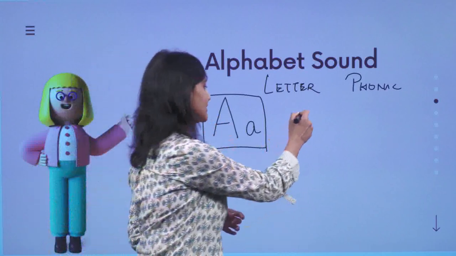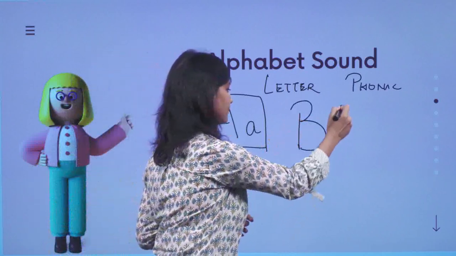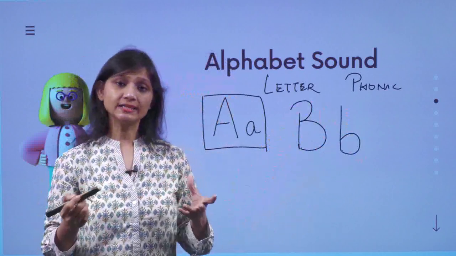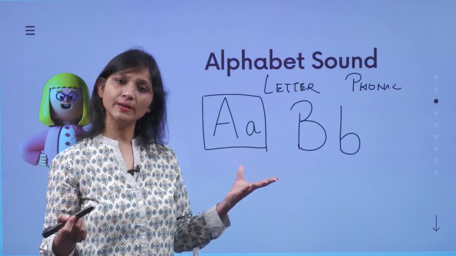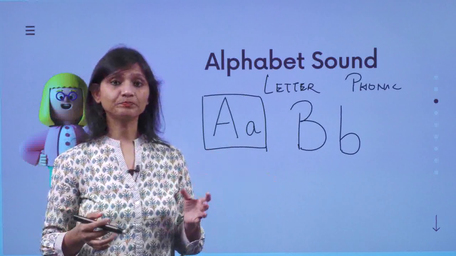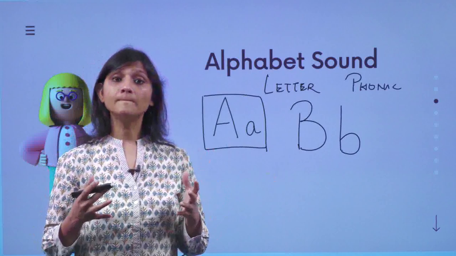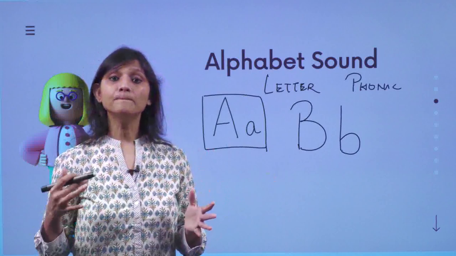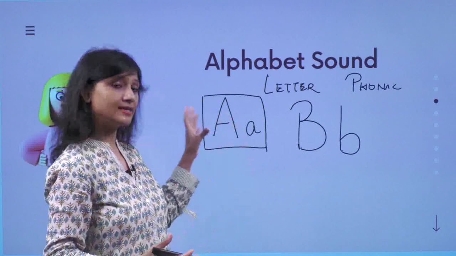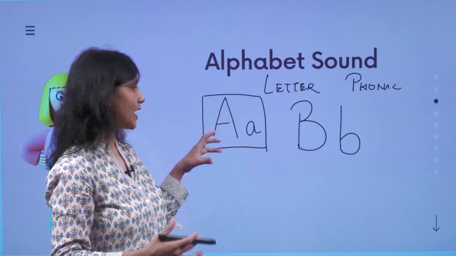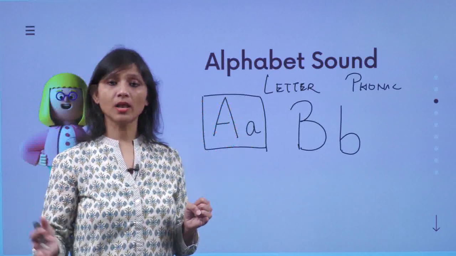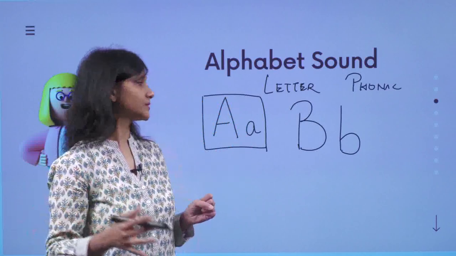All right, now let's move to the next letter. That is B. So what is the letter sound of B? The letter sound of B is B. Now, what is the phonic sound of B? The phonic sound of B is B. B, B, ball. B, B, box. This A is inside the box. Okay, box, ball. B, B, ball. B, B, box.